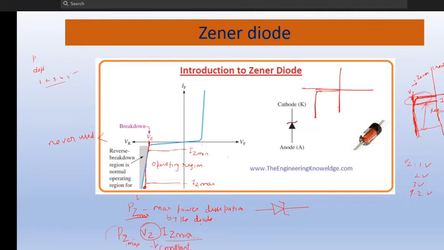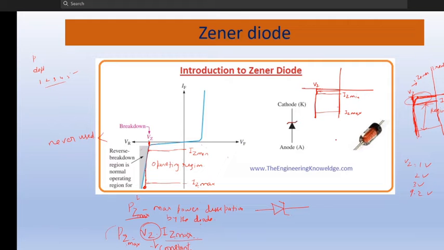So this portion, this looks like a knee now. This is the breakdown voltage, and this portion is IZ minimum, and there will be an IZ max, right? And that IZ max will be dictated by the sheet, because VZ is constant, the voltage remains constant and the current increases rapidly, and this current can increase up to a maximum level, because if it goes beyond that, it will result in the destruction of the diode, right?